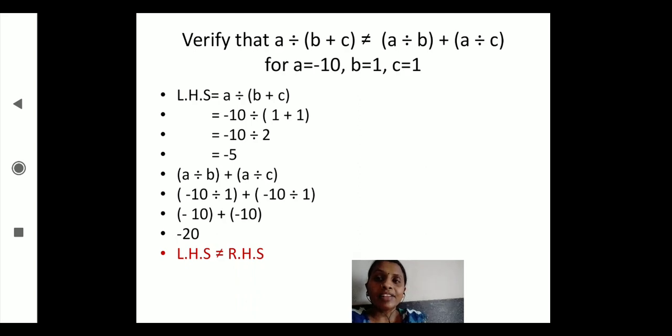Now what will be the right hand side? Our right hand side is (a divided by b) plus (a divided by c). -10 divided by 1 in one bracket and -10 divided by 1 in the other bracket, because the values of b and c are the same. So -10 divided by 1, answer will be -10. So -10 plus -10, answer will be -20. So you can say that here also left hand side is not equal to right hand side.